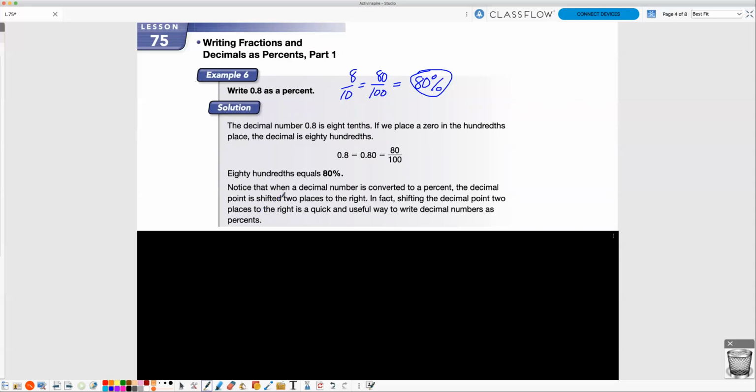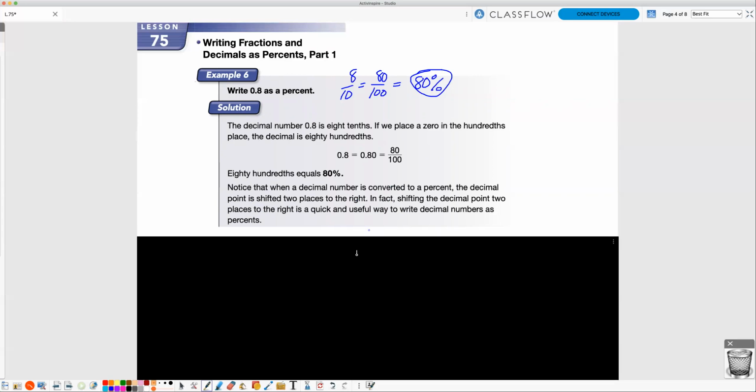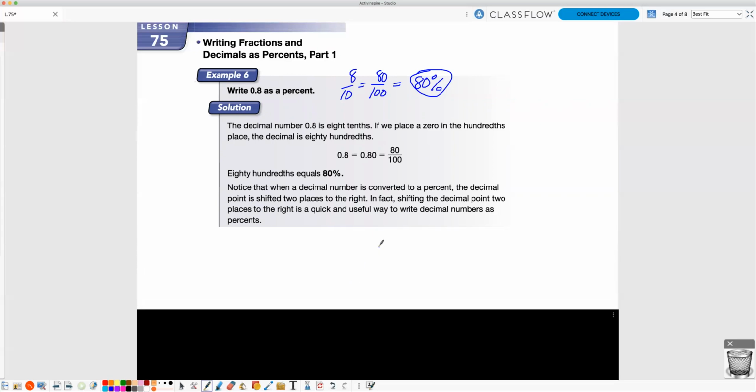So notice that when a decimal number is converted to a percent, the decimal point is shifted 2 places to the right. In fact, shifting the decimal point 2 places to the right is a quick and useful way to write decimal numbers as percents. So we could have 8 tenths and move this decimal once, twice to the right, and now it becomes 80. Then you add the percent sign on, and that would be 80%. Instead of converting it into a fraction with a denominator of 100, you could just shift the decimal 2 places to the right.